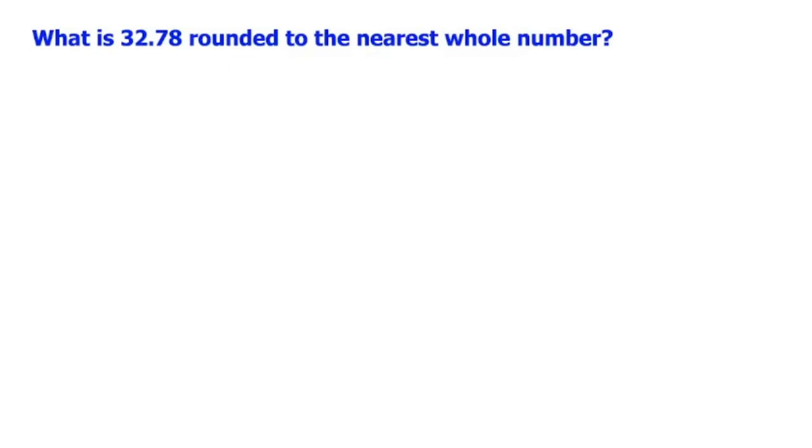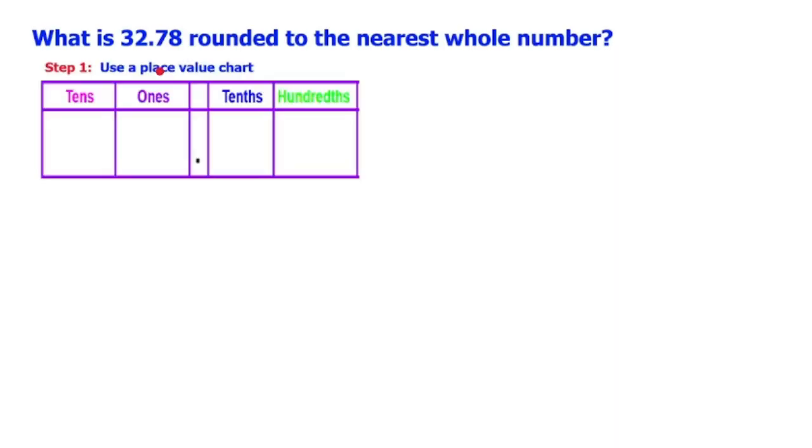In today's lesson, we're going to round a number and it involves decimals. So if we have a problem like this that says, what is 32.78 rounded to the nearest whole number? So first thing to do is use a place value chart. So here's the tens, here's the ones, here's your decimal, here's the tenths, and here's the hundredths. So let's put the number in.